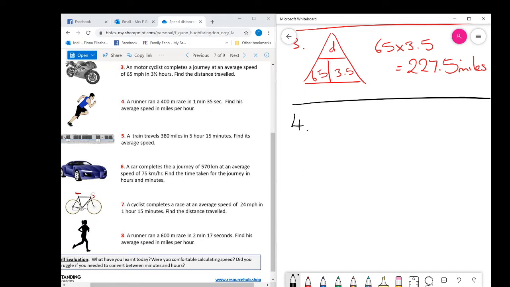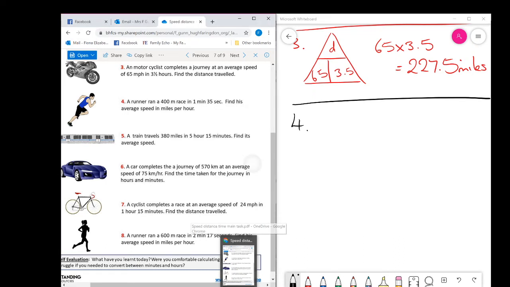A runner ran a 400-metre race in 1 minute 35 seconds. Find his average speed in miles per hour. Oh, okay, so this is slightly trickier. Really tricky. Because, I say really tricky, it's not really tricky actually, it looks really tricky, but I don't think I've mentioned a fact that you're going to need, okay? You might have been organised enough to go and Google it yourself, but we don't know how many metres there are in a mile, okay?